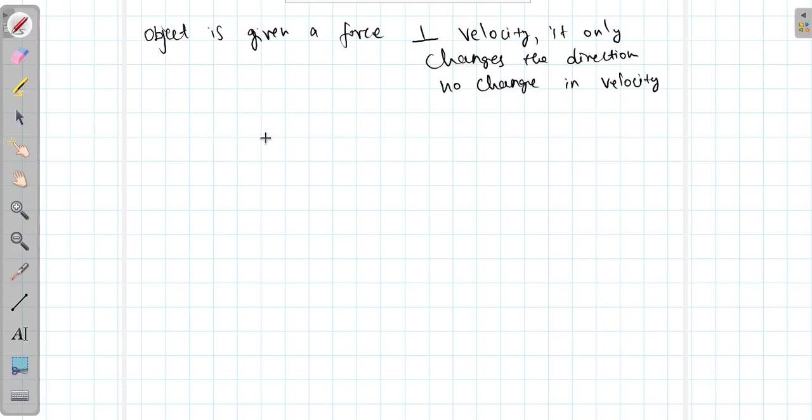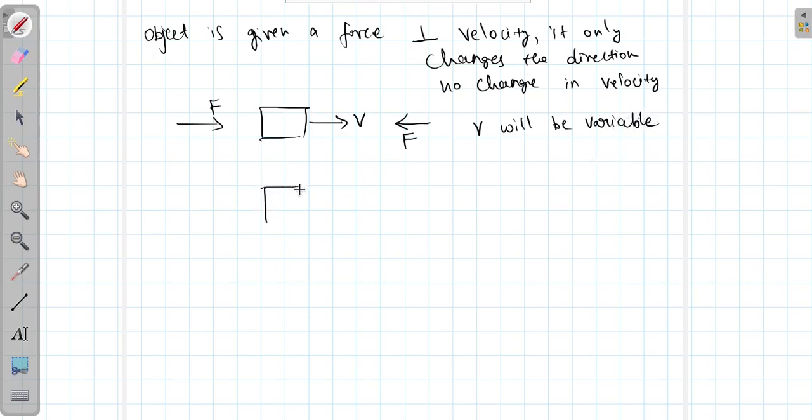the motion. Suppose an object is moving in this particular direction, the force must be given in this manner or in this manner to increase or decrease the speed. In this case, V will be variable. Otherwise, if the object is moving in this direction and the force is acting perpendicular to the velocity, V is constant, or speed is constant. It is not velocity, it is speed.